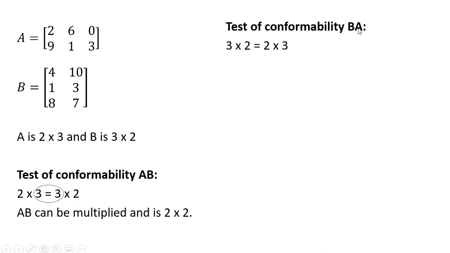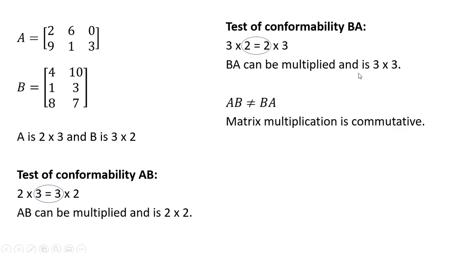Let's try B times A. So the dimensions of B followed by the dimensions of A. Here the two inner numbers match. And this time the matrix is a 3 by 3 matrix. So notice, as we've seen before, A times B will not equal B times A.